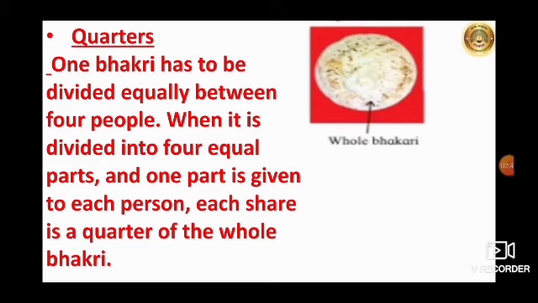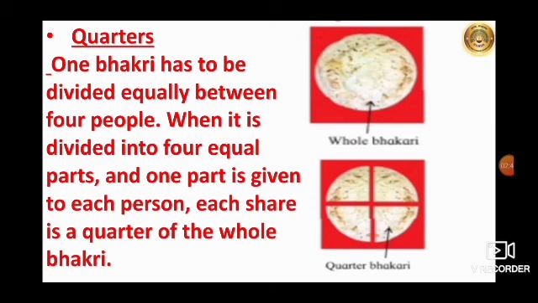How we will distribute one bhakri between the 4? In this manner we will divide the whole bhakri into 4 equal parts, and one part is given to each person. That one part or each share is a quarter of the whole bhakri. We cannot give only half, it will not be sufficient between the 4. So we will divide the whole bhakri into 4 parts, and each part is called a quarter of the whole bhakri.